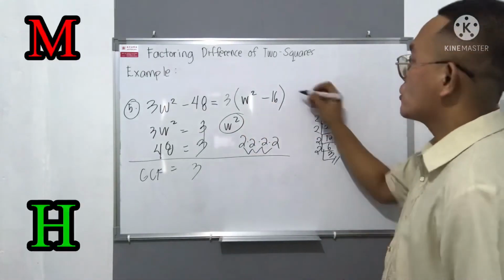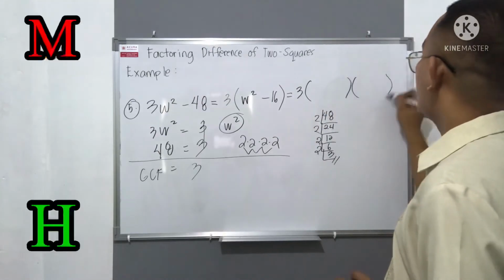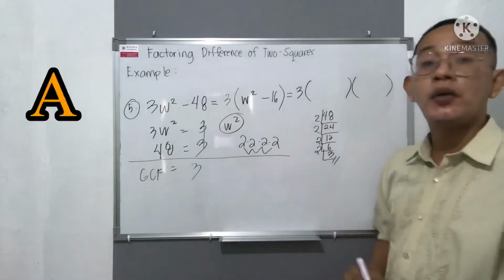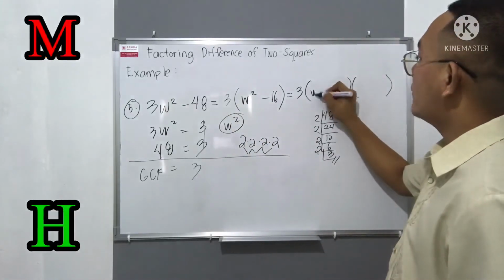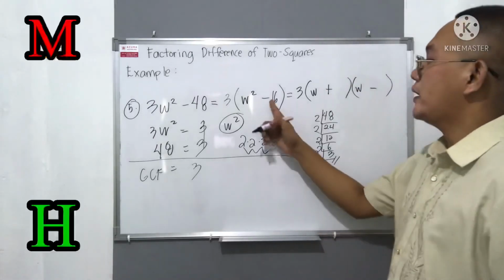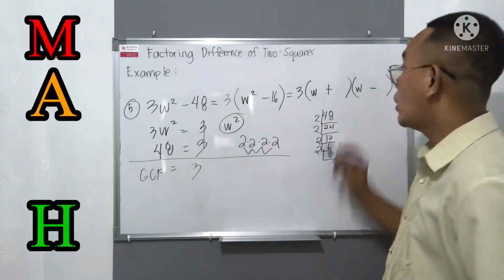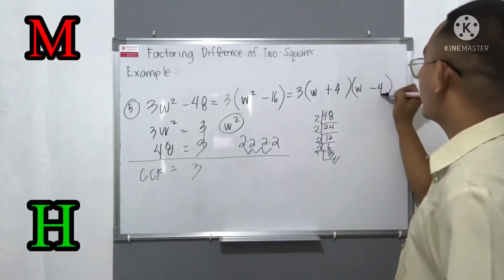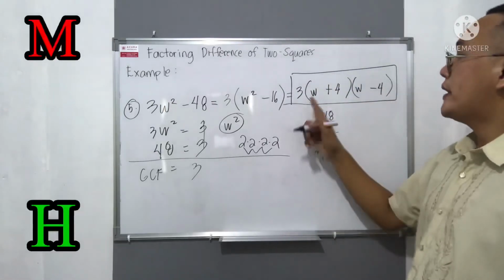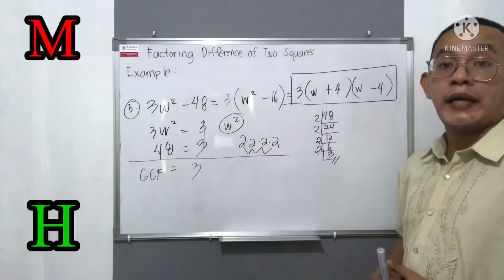So, we have, copy lang natin yung 3 times, gawa ulit tayo ng dalawang parentheses. Okay, so ano ang root ng w squared? Ang root niya ay w, positive, negative. Okay, what is the square root of 16? Square root of 16 equals to 4. So therefore, we have 4 here and 4 for the other factor. And then, eto na yung ating final answer. We have 3 times w plus 4 times w minus 4.